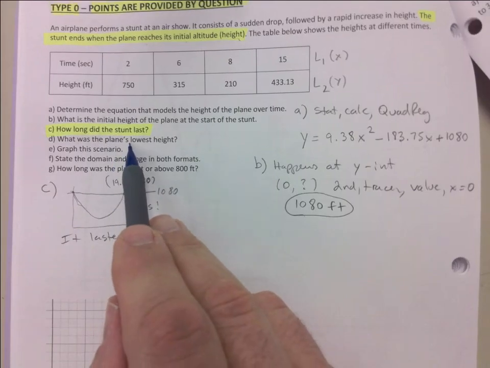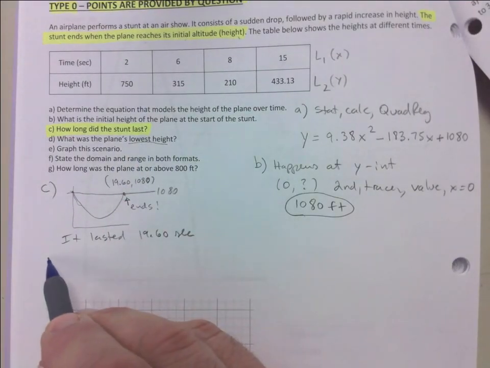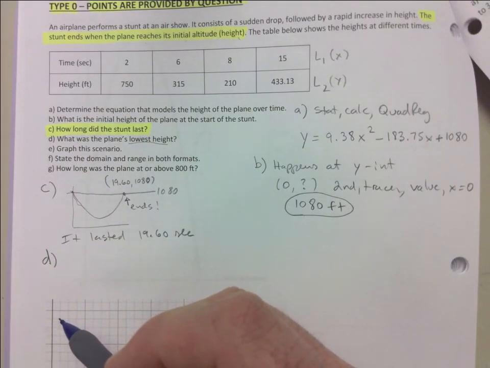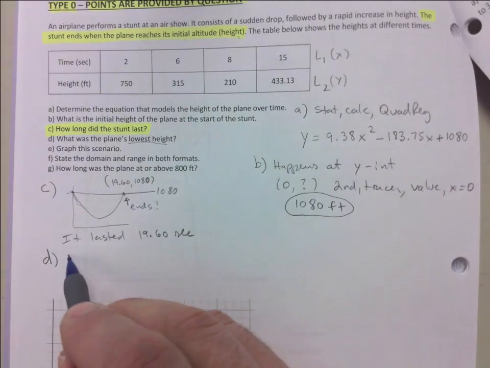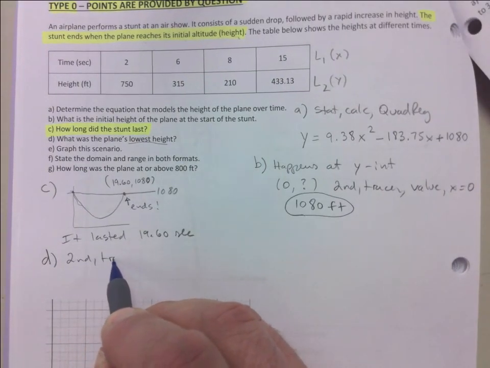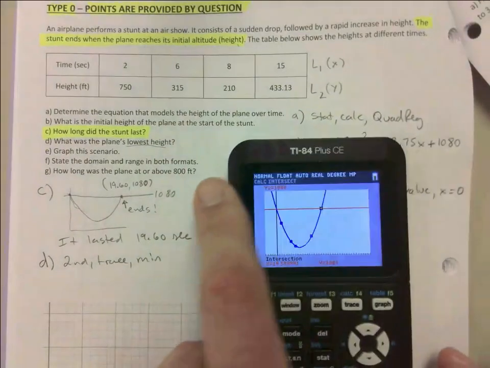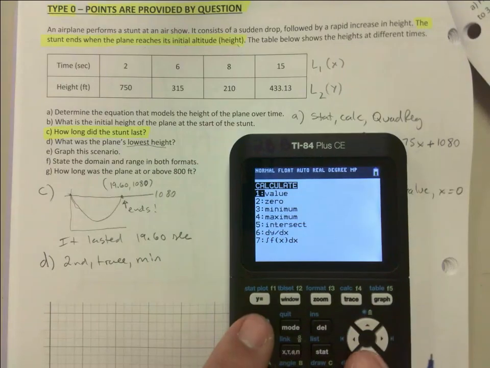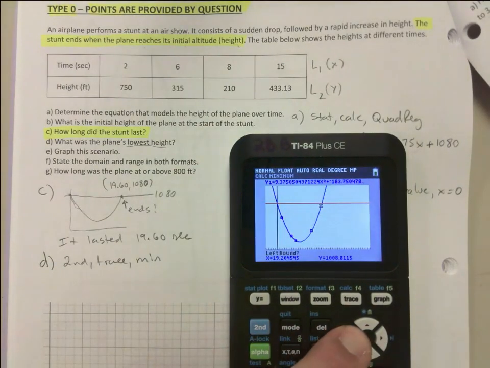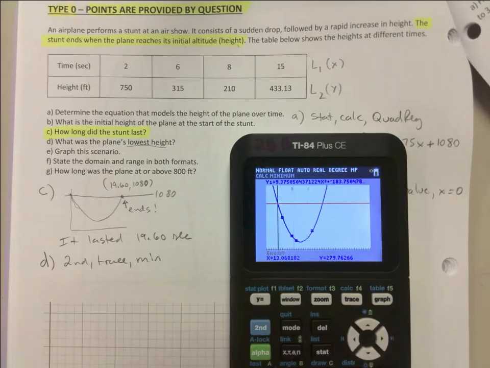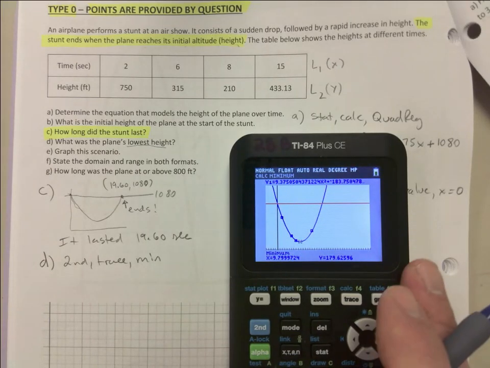What was the plane's lowest height? What are we going to find there? We're finding the vertex, right? The lowest point. So we're going to go second, trace, min. Let's go find that. Second trace minimum. You go to the left of it, go to the right of it, enter, enter. So that is the vertex.